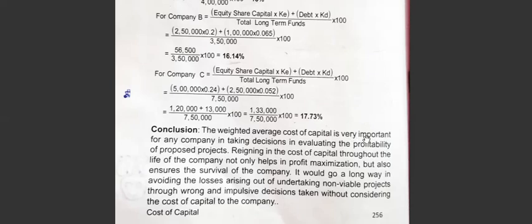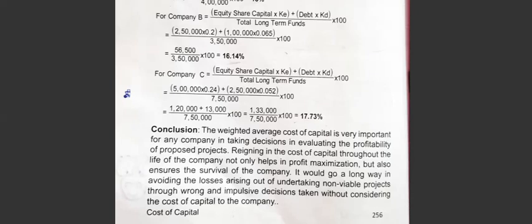The weighted average cost of capital is very important for any company in taking decisions. In evaluating the profitability of proposed projects relating to the cost of capital throughout the life of the company, it not only helps in profit maximization but also ensures survival. It would go a long way in avoiding the losses arising out of undertaking non-viable projects through wrong and impulsive decisions taken without considering the cost of capital of the company. So cost of capital is very important because of the survival and the growth of the company.